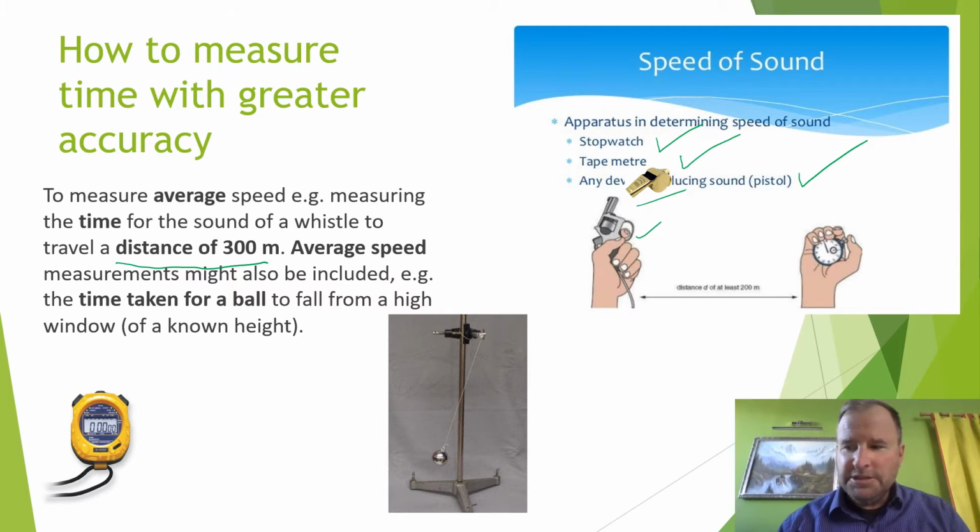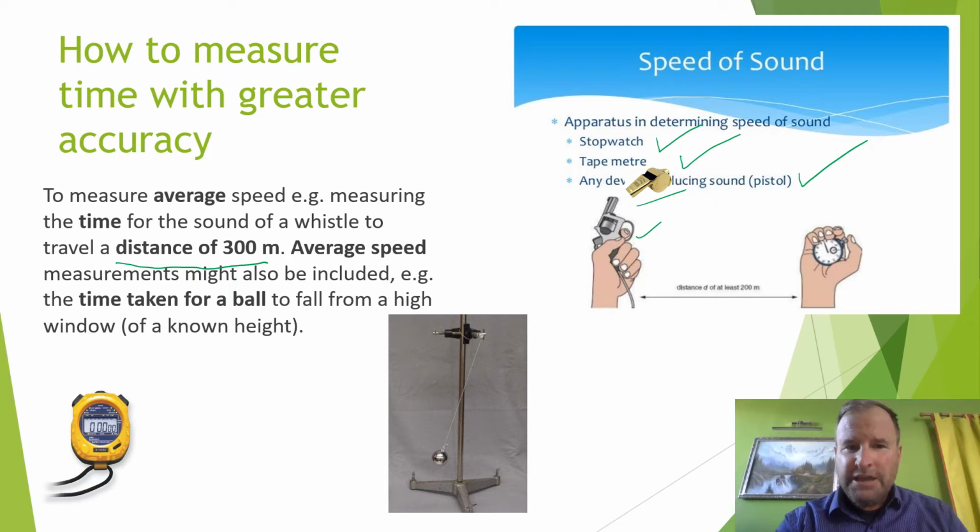You would measure the time taken maybe 5 to 10 times over the distance of 300 meters, so we can find the average speed more accurately. So you'd find the average time over, say, 10 measurements, and then divide it by 10, and then you find the average speed that the sound travels for that distance of 300 meters.